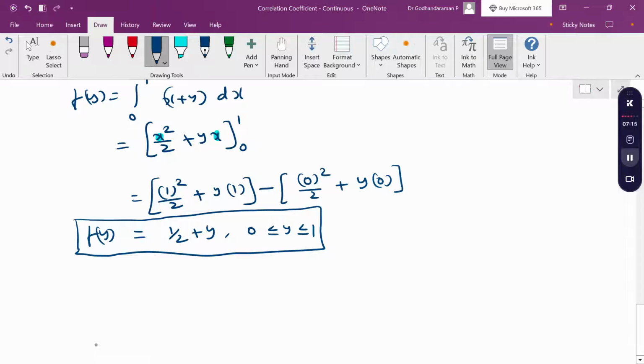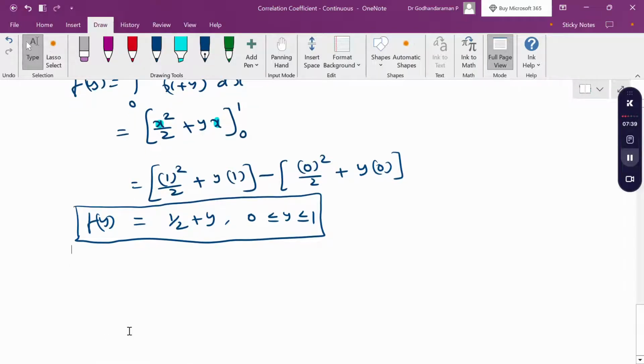So the main purpose I mentioned, two-dimensional convert to one-dimensional is marginal function. The main purpose of marginal function, if you want to calculate expectation of x, expectation of y. So x variable mean, y variable mean. So mainly important one-dimensional random variable. Therefore only we are calculating f of x, f of y. Now calculate mean, expectation of x.